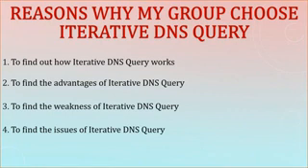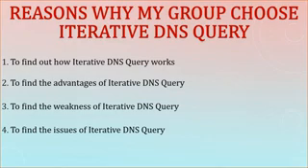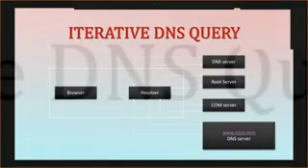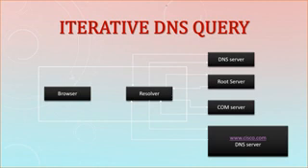Next, I'm here to explain why my group chose iterative DNS query as our group project. First, to find out how iterative DNS query works. Second, to find out the advantage of iterative DNS query. Third, to find out the weakness of iterative DNS query. Fourth, and the last one, is to find out the issues of iterative DNS query. Next. That's all from me. I'll pass to.